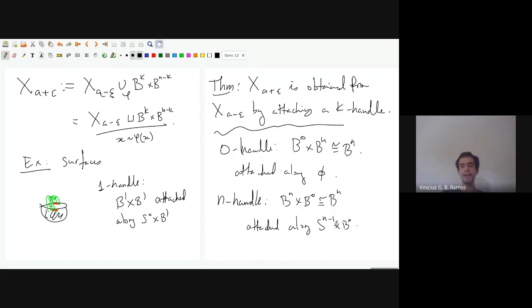So next time, we're going to look at more examples and apply this to classify surfaces. And as a bonus, we can classify one-manifolds too. Okay, let's stop here.